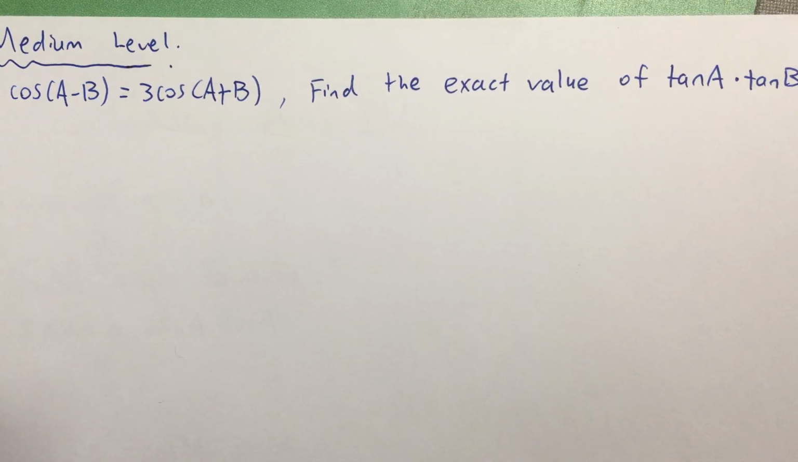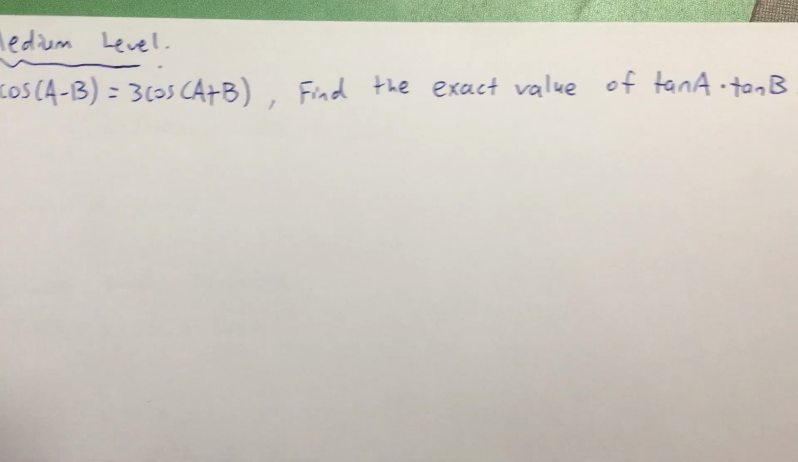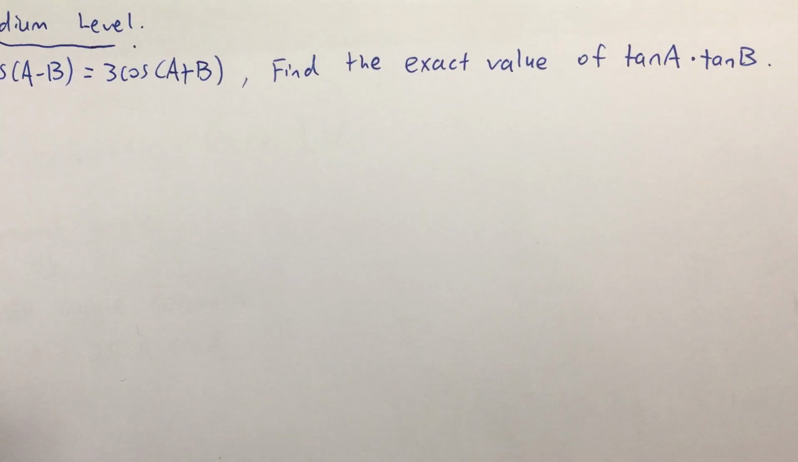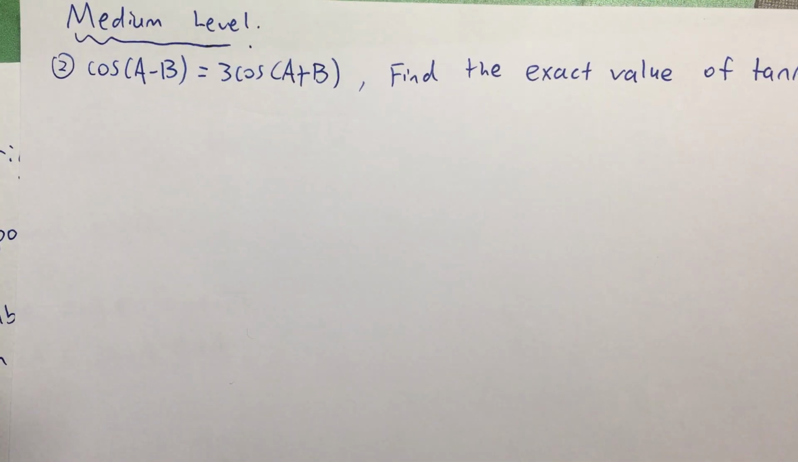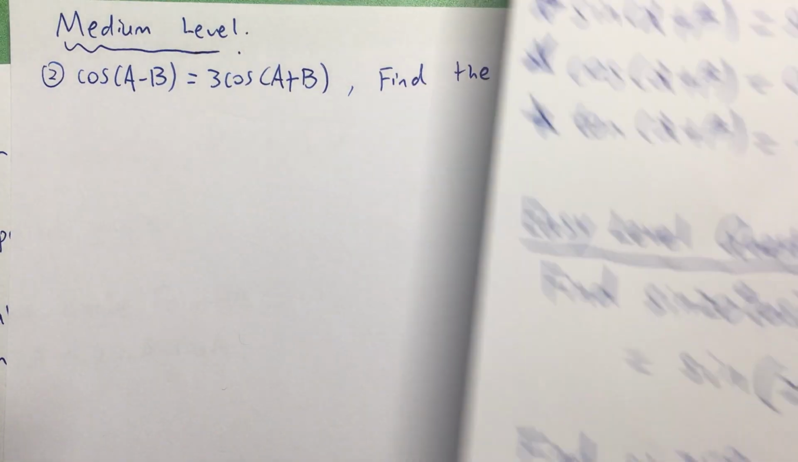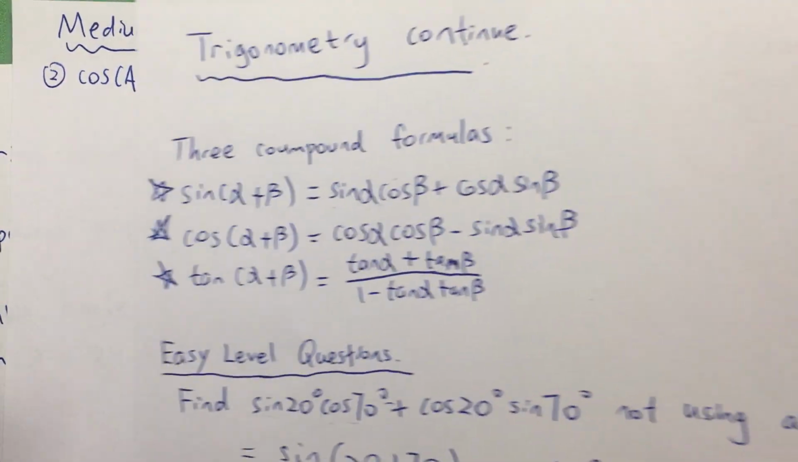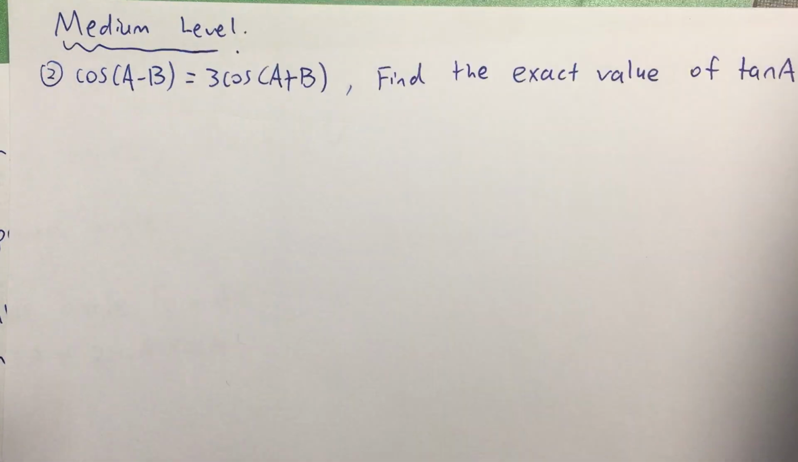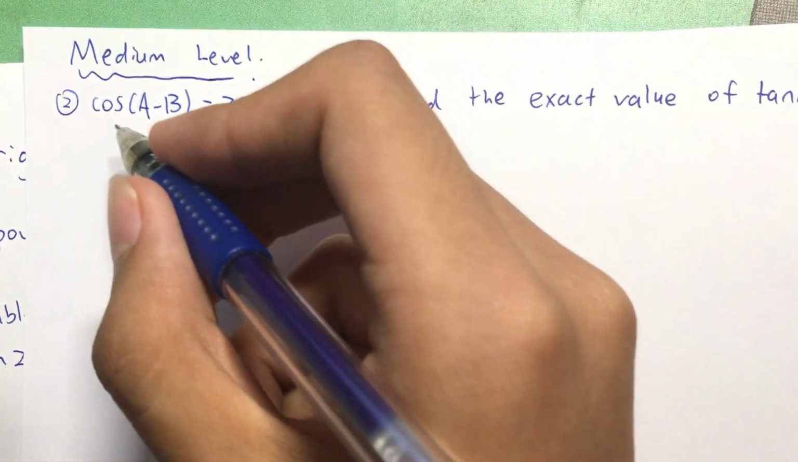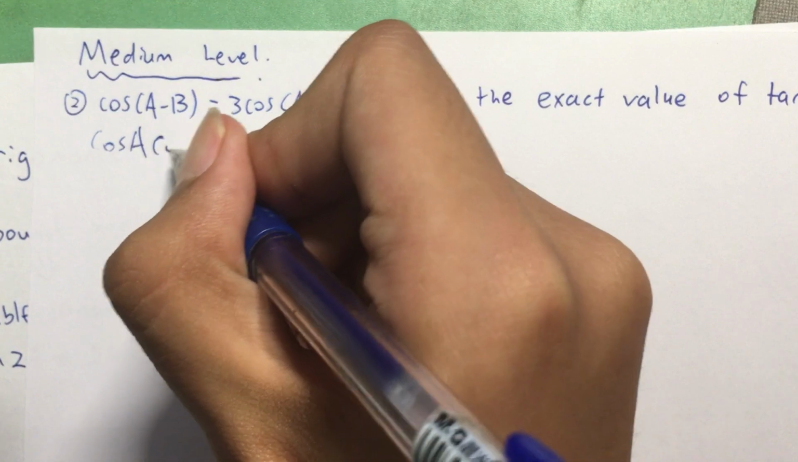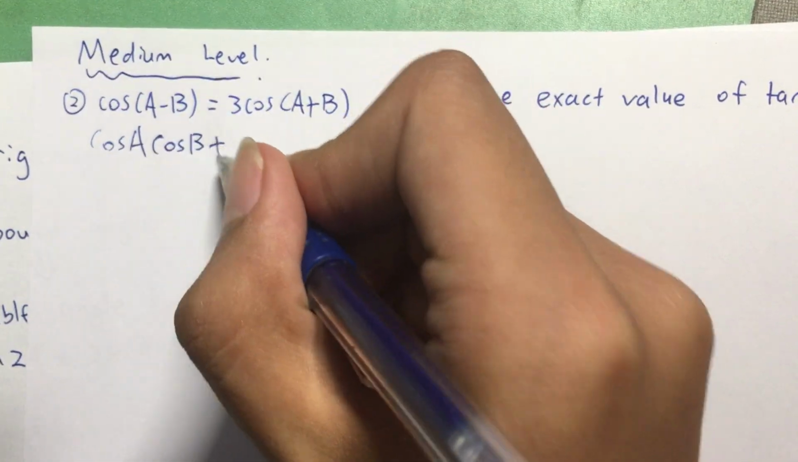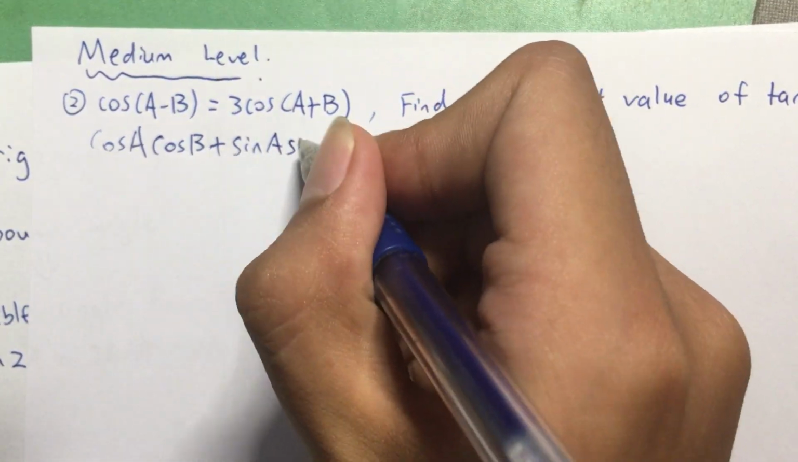difficult. So the question is cosine bracket a minus b is equal to 3 cosine a plus b, and find the exact value of tan a times tan b. Okay, so now let's use our compound formulas to solve cosine a minus b and a plus b. So cosine a minus b, we know that this is equal to cosine a cosine b plus sine a sine b.